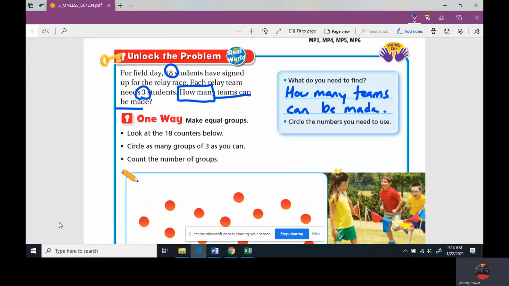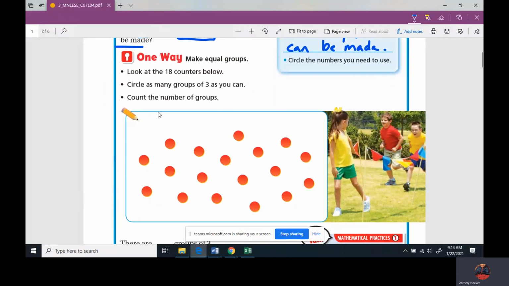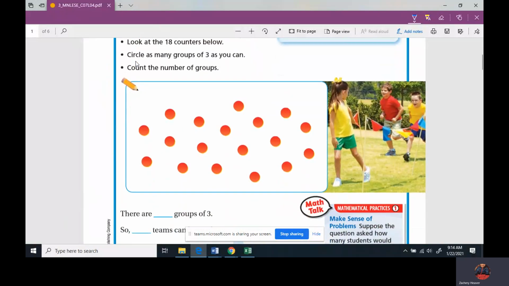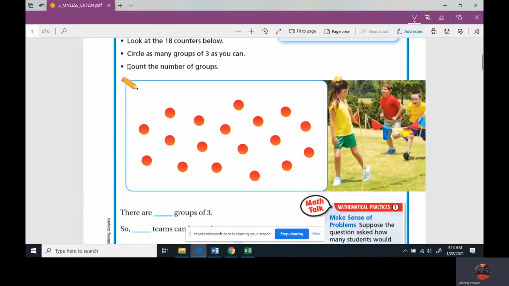Now, we know we have 18 students, so look what we did. It says, look at the 18 counters. Circle as many groups of 3 as you can. I want you guys to try that on your own. Circle only groups of 3. See how many groups you can make. I'm going to do the same thing. Yours will look different than mine. We don't have to look the same. Okay?